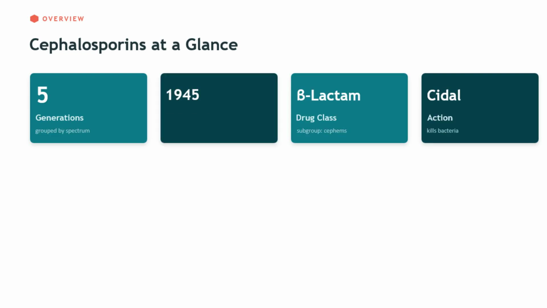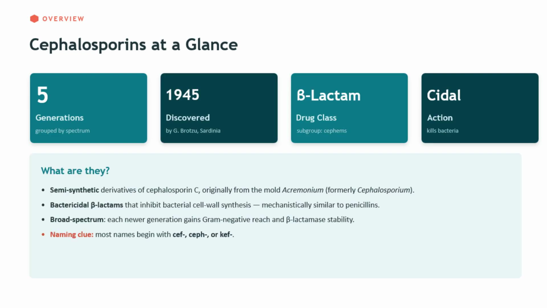So what exactly are cephalosporins? At their core, they are semi-synthetic derivatives of cephalosporin C, a compound originally isolated from a mold called Acremonium, which you may see under its older name, Cephalosporium. It was discovered by Giuseppe Brotzu off the coast of Sardinia back in 1945.